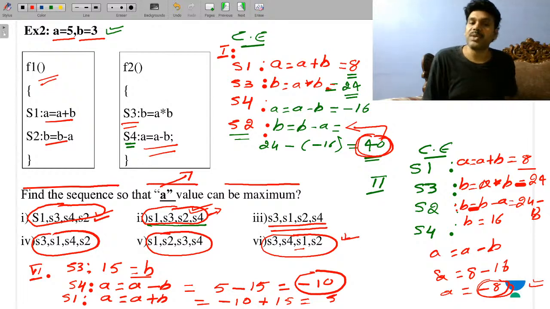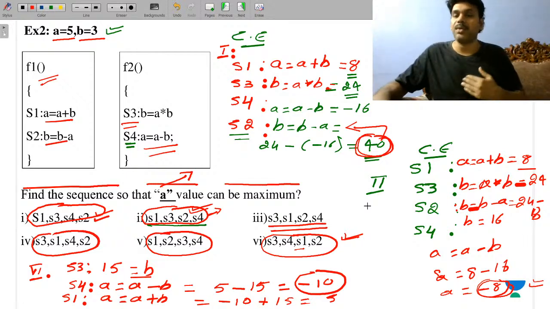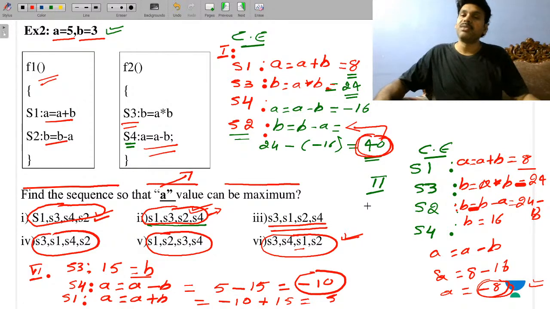After that I am going to execute S2. What is your S2? B is equal to B minus A. You are going to get a different value this time. So when you are talking about concurrent execution, every execution you provide is going to give you a different value. The providing of a different value is the concept of a race condition, obviously. So to avoid this race condition, what is required? Process synchronization, also called inter-process communication.